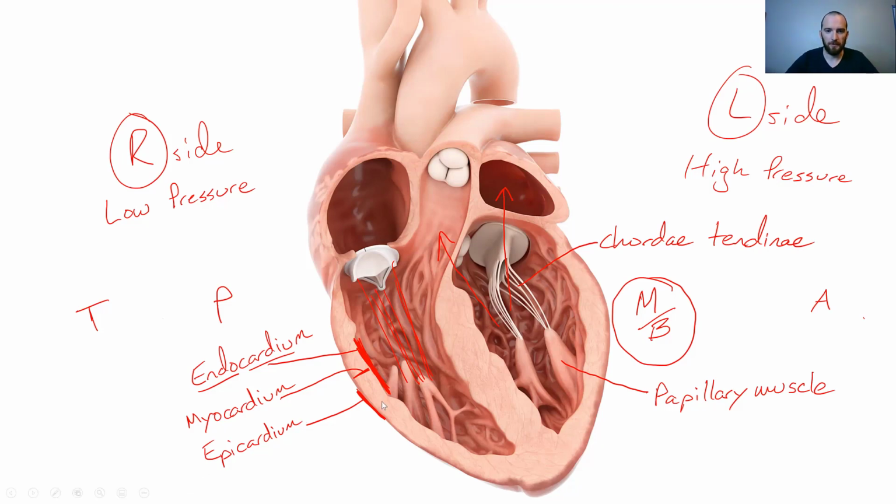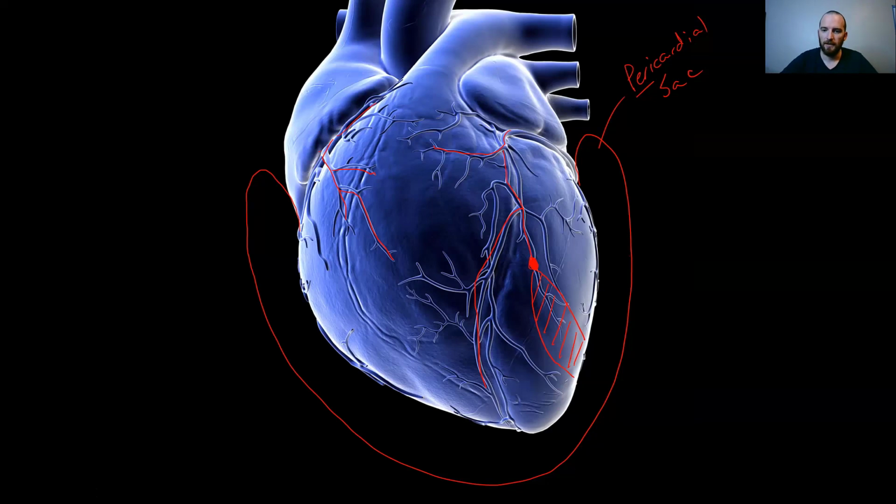Now, interestingly, if we go back a couple slides, the epicardium is actually the inner layer of the pericardial sac. So it's the inside layer of the pericardial sac and the outside layer of the heart. It's all right there together. So that epicardium is the outer layer of the heart, or the inner layer of the pericardial sac that continues around the heart.